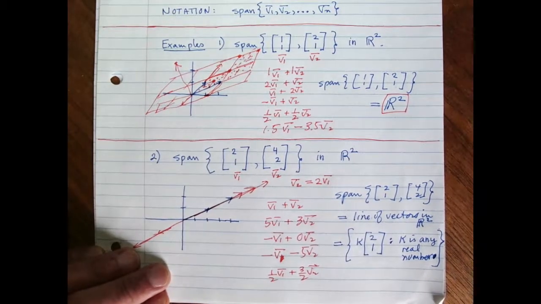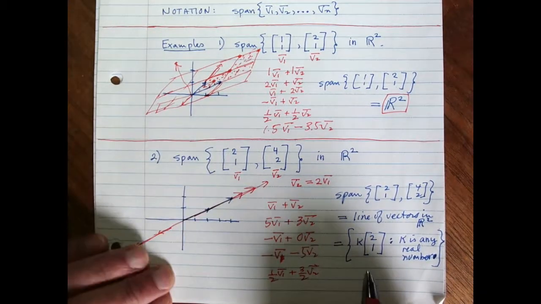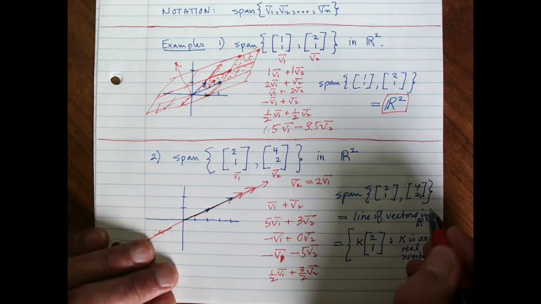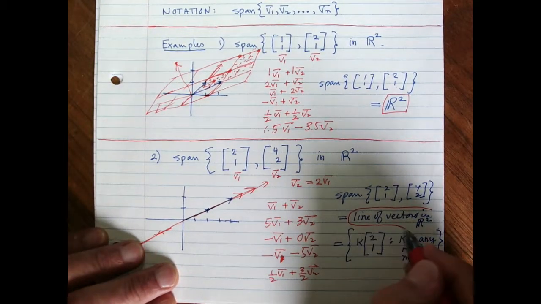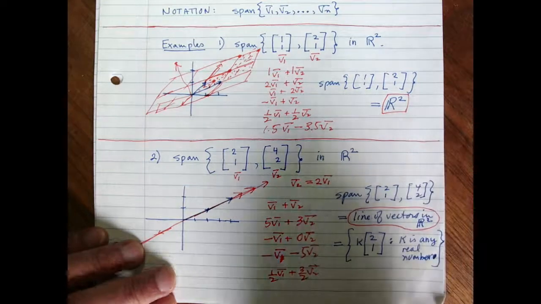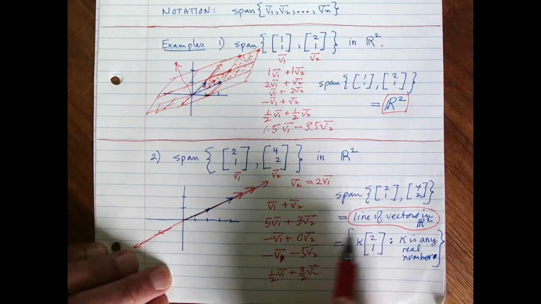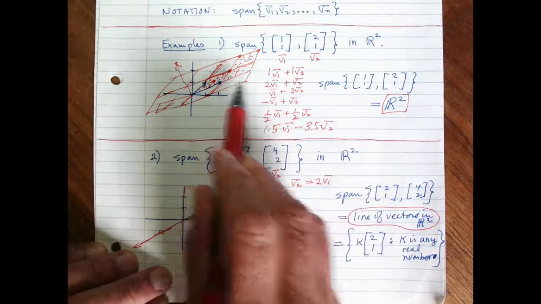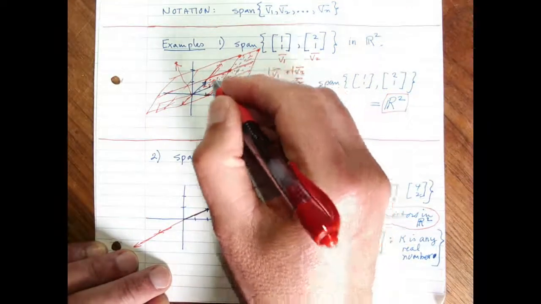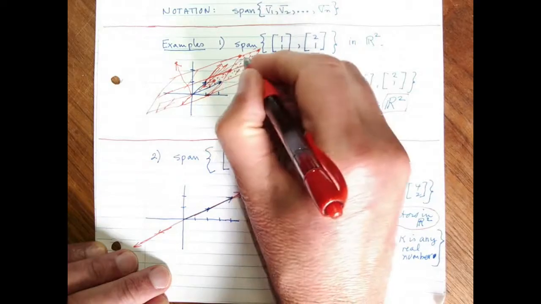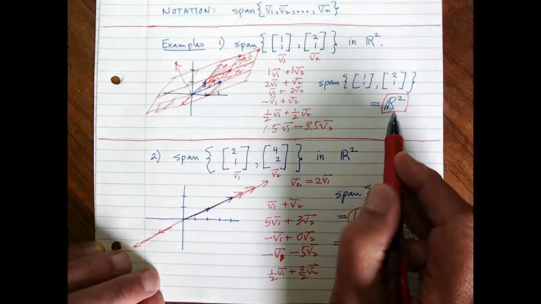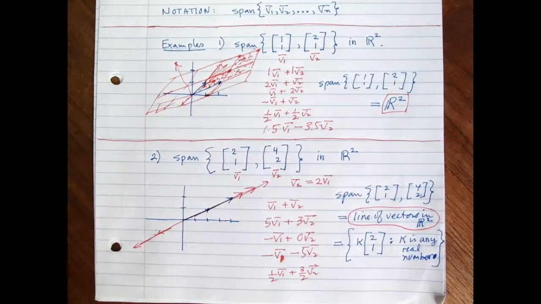But for homework purposes, test purposes, I would have been perfectly happy with this answer because this is more conceptual than a calculation. We get a line of vectors here for the span of those two, while we got the entire plane. Every single vector in the plane is in the span of these two.